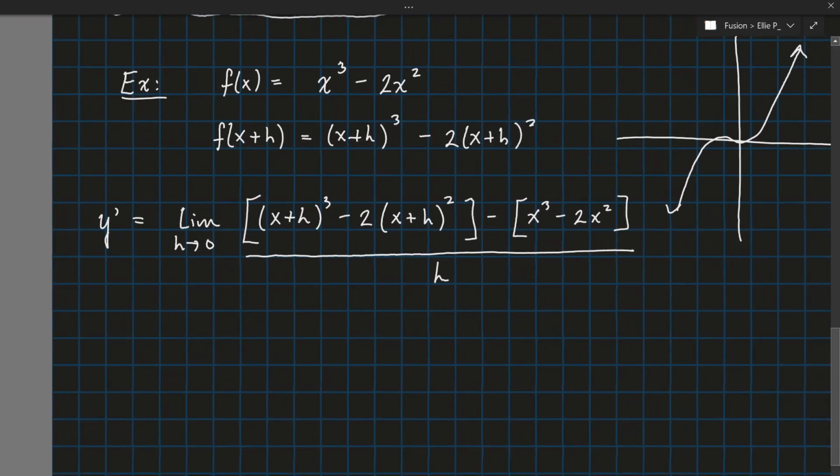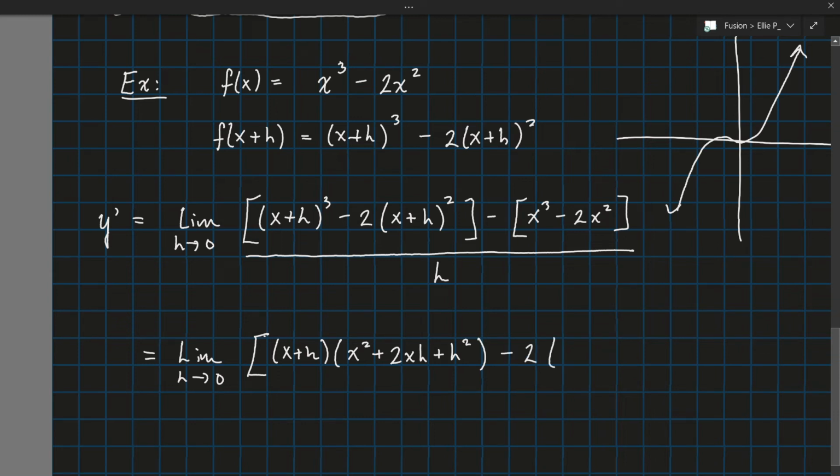All right, and then let's see what we got. We can FOIL this stuff out. So x, well, we know what x plus h squared is because we already FOILed that. So it'll be like x plus h times x plus h squared. So that's, oh god, this is a long problem.